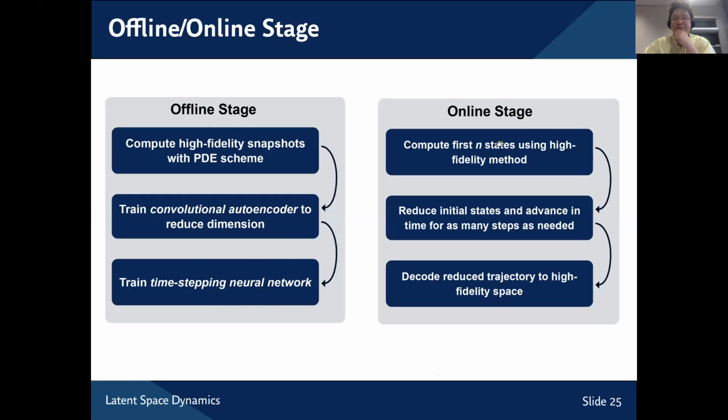Once you have these two networks, you can go to the online stage, where you would need to compute the first n states using high fidelity methods, because the latent time-stepping scheme needs several previous states. From there, you will reduce these states by using the autoencoder, and then you can start advancing in time by using the time-stepping neural network. And lastly, once you have computed your latent space trajectory, you can decode it back to the high fidelity space.